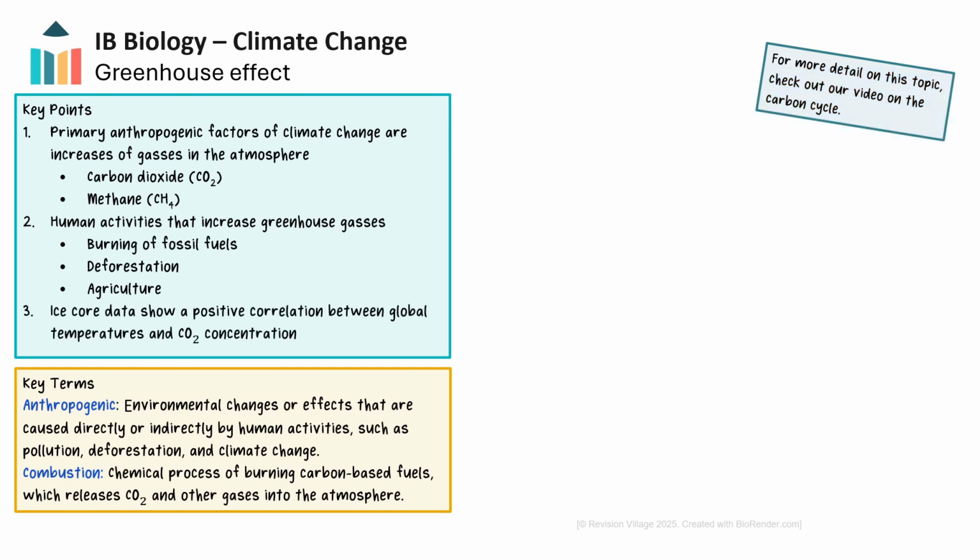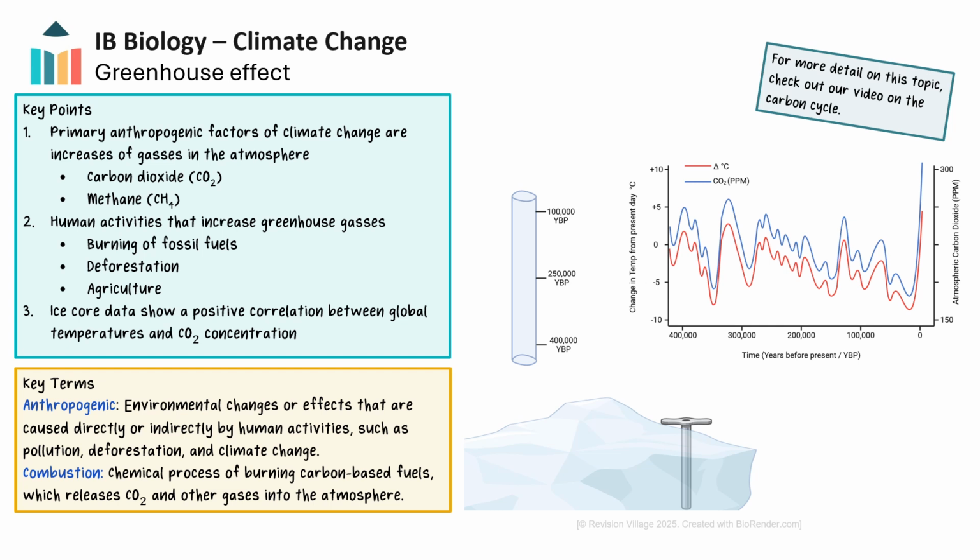Data from Antarctic ice cores reveals a positive correlation between global temperatures and the concentration of carbon dioxide over hundreds of thousands of years. Ice cores are taken from areas where snow does not melt and accumulates year after year along with trapped atmospheric gas. This provides compelling evidence for the correlation between carbon dioxide concentrations in the atmosphere and global temperatures.